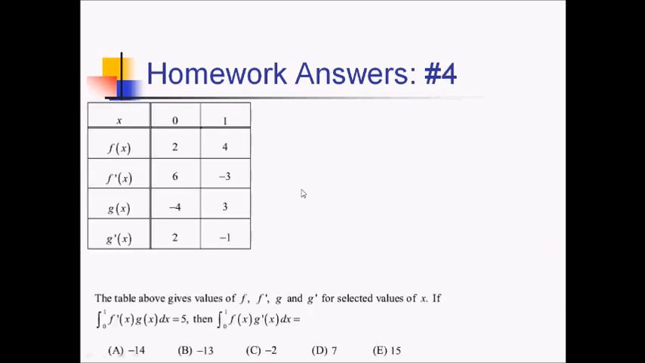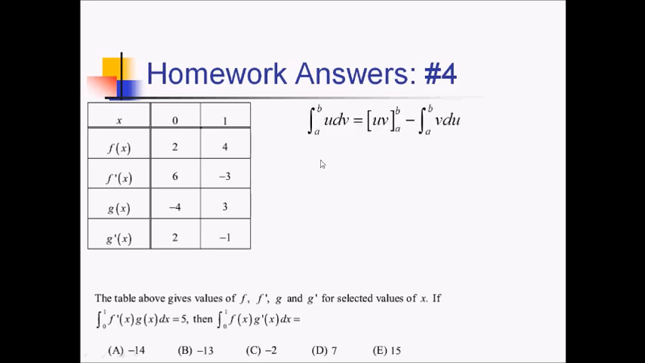On this problem, I've got a table of values for f, g, and their derivatives. I'm told that the integral from 0 to 1 of f prime g is 5. I want the integral from 0 to 1 of f times g prime. So because I don't really know what f and g are doing and can't simplify or substitute in any way, I need integration by parts here.